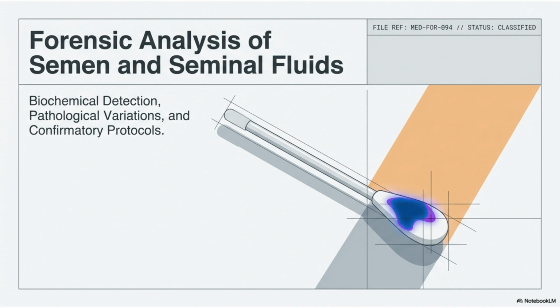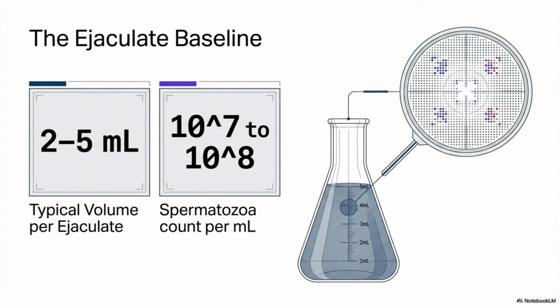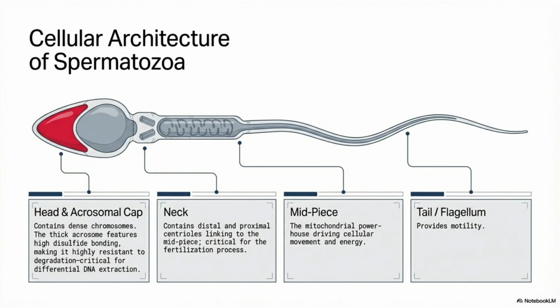This video will cover the forensic analysis of semen and seminal fluids, focusing on biochemical detection, pathological variations, and confirmatory protocols. The ejaculate baseline typically ranges from 2 to 5 milliliters in volume, with a spermatozoa count between 10^7 to 10^8 per milliliter.